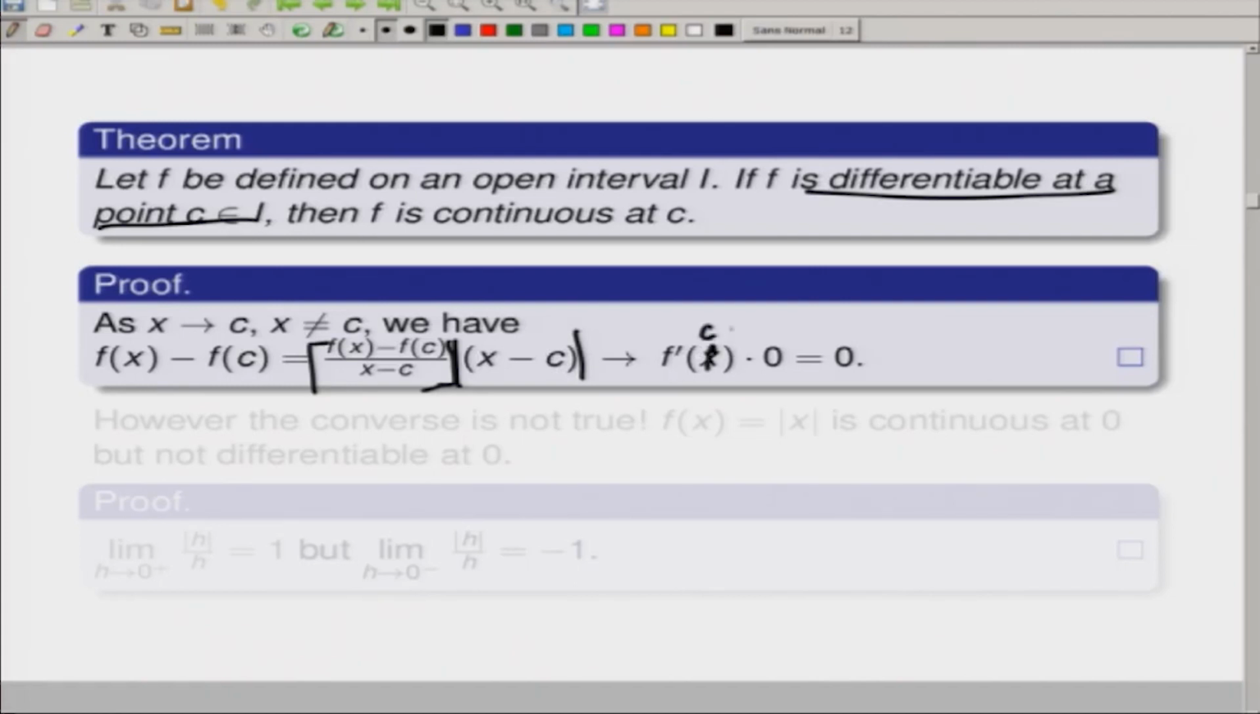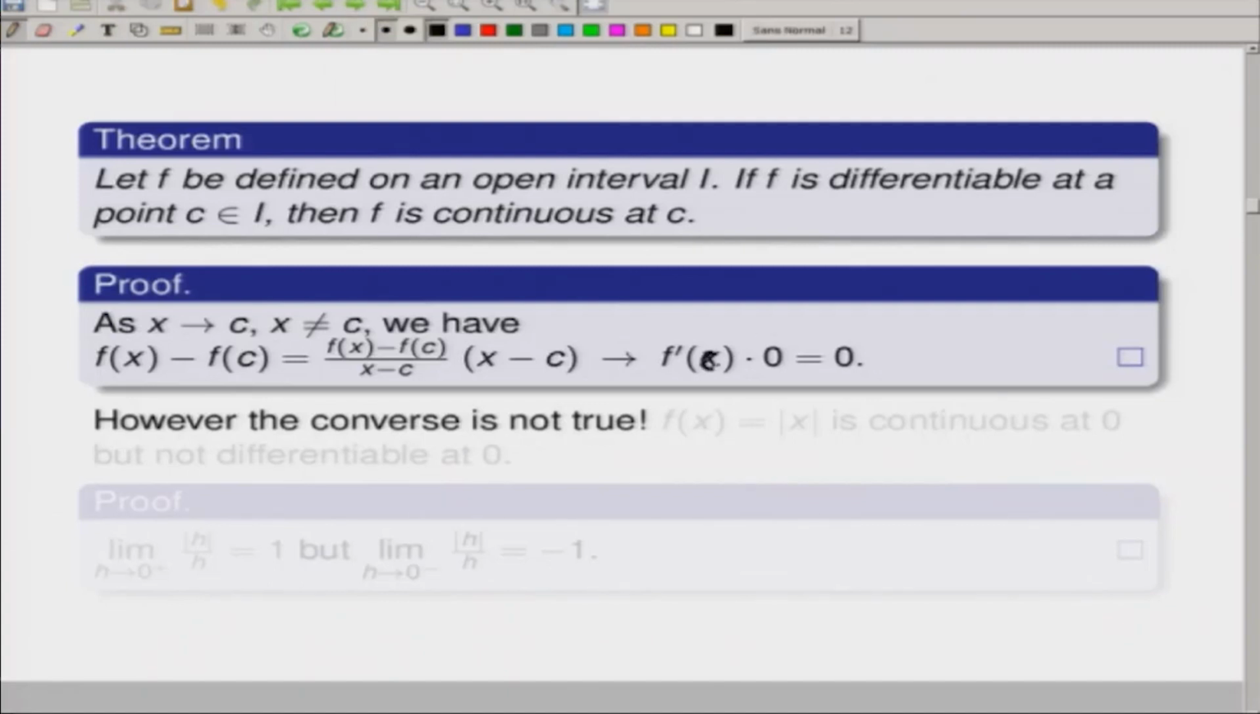So, this goes to f prime of c into 0, which is equal to 0, this as x goes to c. However, the converse may not be true.